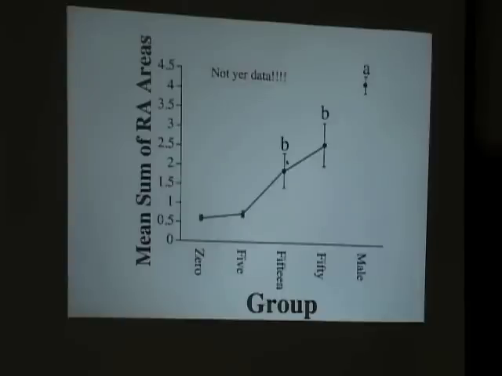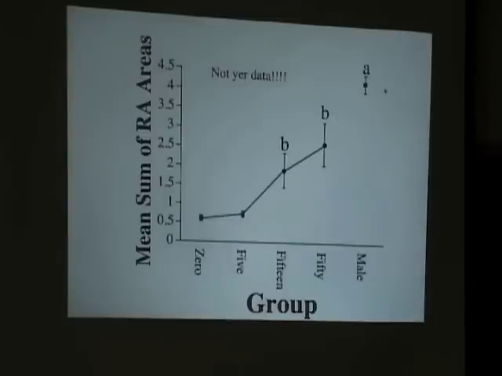The other thing I like about this is all of these groups that are connected by a line are females, and our males are not connected, because having a line suggests some continuity among the groups, okay? And it would be difficult to argue there's some continuity with males, okay? So not having a line there was good.